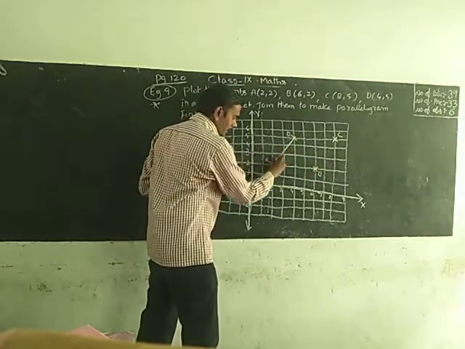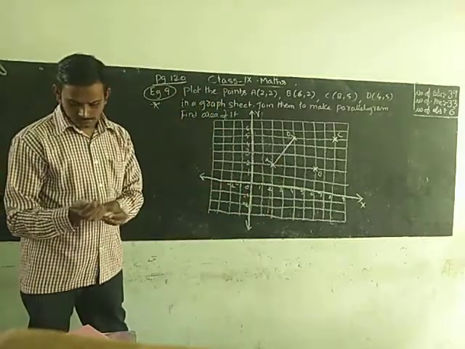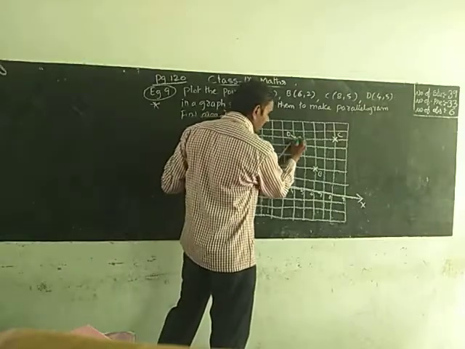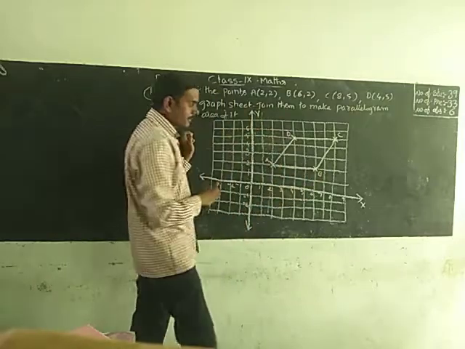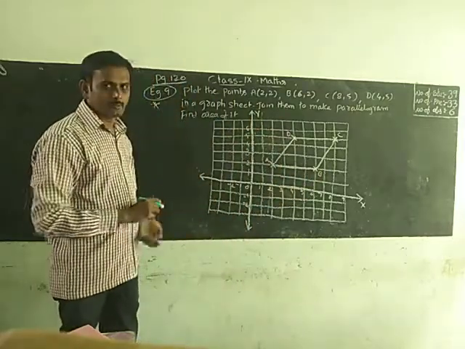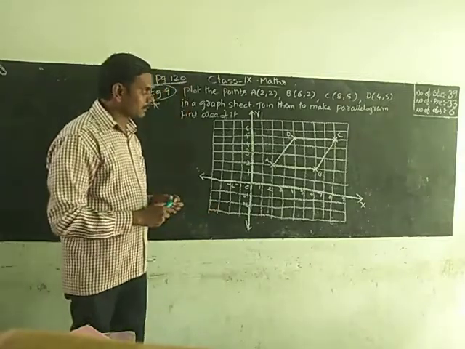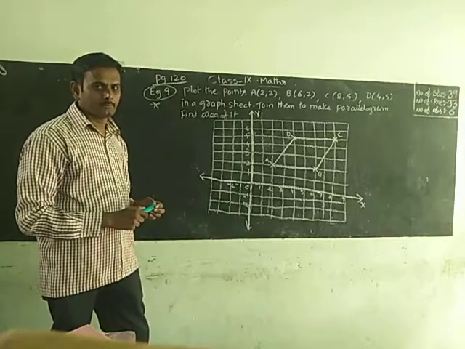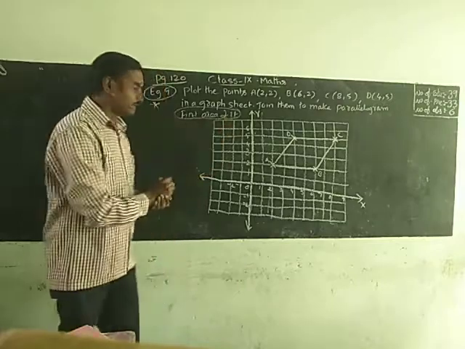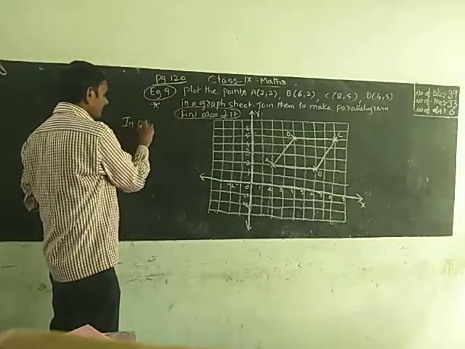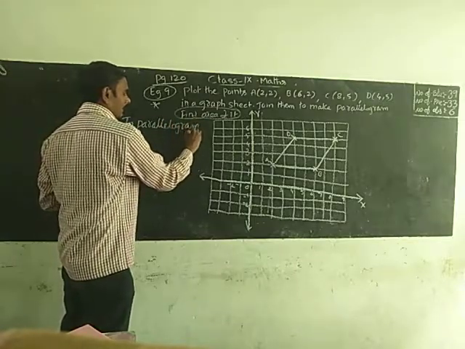So I join A to D, later D to C, C to B, and B to A. After I join, we will get one parallelogram. ABCD parallelogram I got. Whenever you have a parallelogram, it will have a base and height. What is the remaining question? Find the area of the parallelogram ABCD.